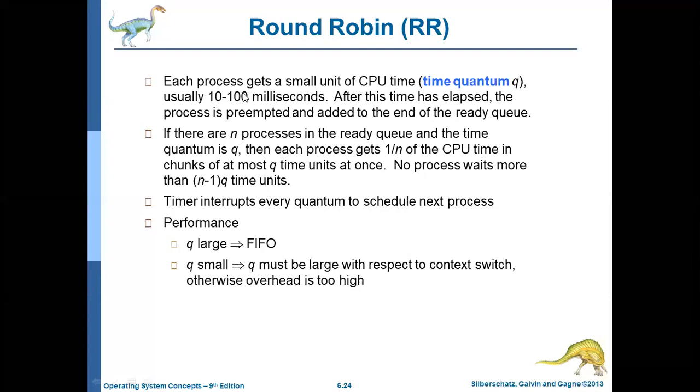Means in case of round robin, you have some time quantum, usually 10 to 100 milliseconds. After this time has elapsed, the process is preempted and added to the end of the ready queue. It's similar to FCFS scheduling, but whenever the timeout signal is issued by the CPU, the CPU will switch from one process to the other process. That is the preemptive scheduling. Normally, it is widely used in time sharing systems like Unix and Linux.